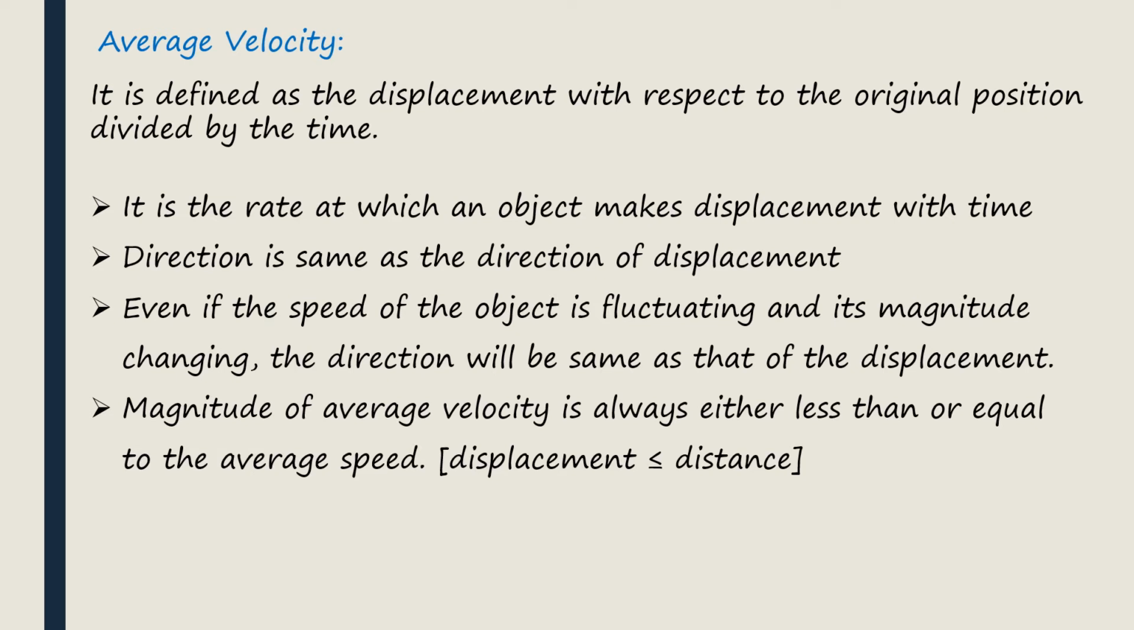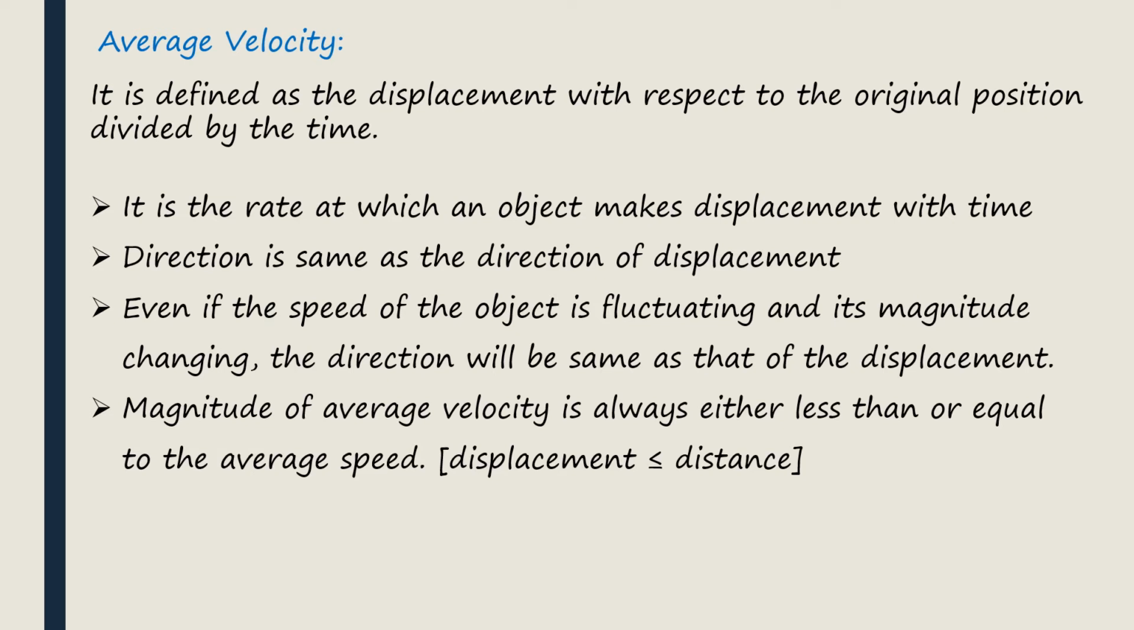So for velocity, whichever direction the displacement has, that same direction will be the direction for velocity. Now the next thing is, even if the speed of the object is fluctuating and its magnitude is changing, the direction will be the same as that of the displacement. Here there is an important concept that we need to understand. Let us think that a body is moving with an average velocity.